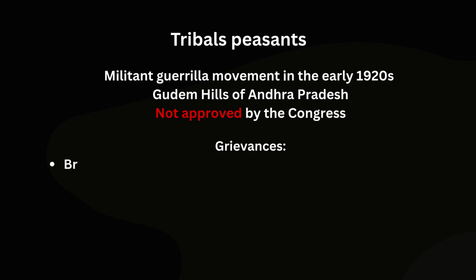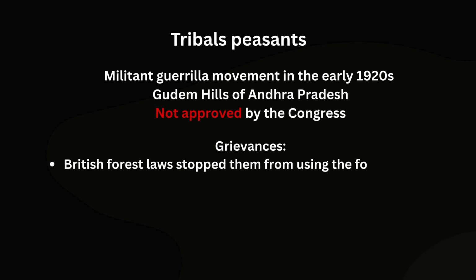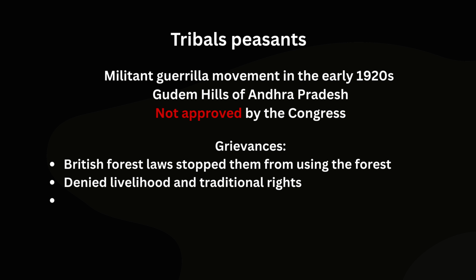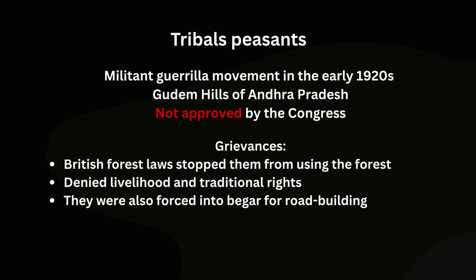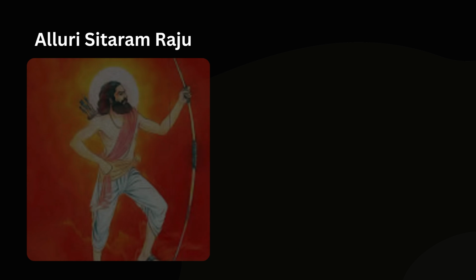Now, because of the imposition of forest laws, tribals had no access to the forest to graze their cattle or to collect fuel wood and fruits, etc. Not only were their livelihoods affected, but they felt that their traditional rights were also being denied. When the British government began forcing them to contribute beggar for road building, the tribals had enough and they revolted.